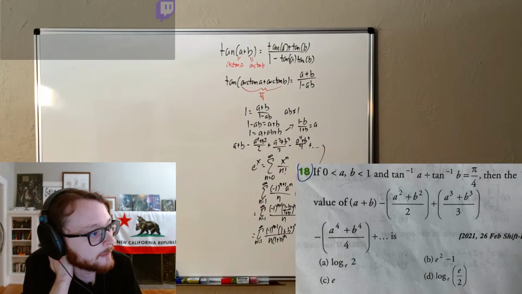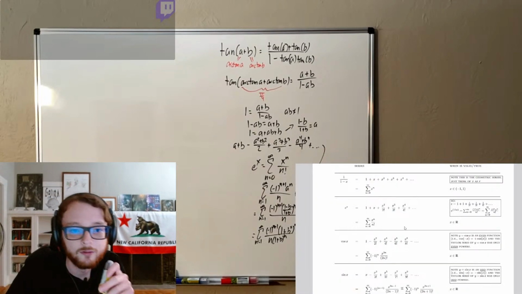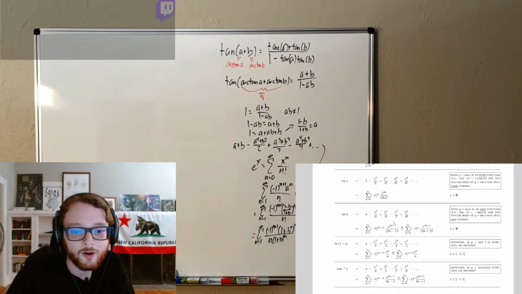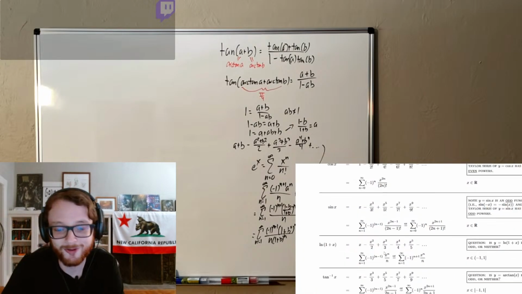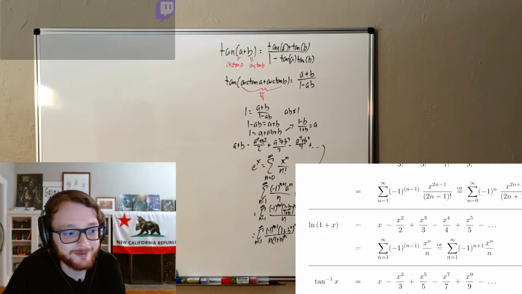Territar is asking if that infinite sum is ln of 1 minus x. Is it? Oh! Maybe we don't want E, we want ln.